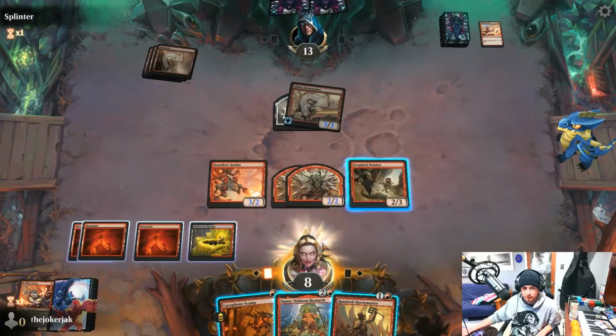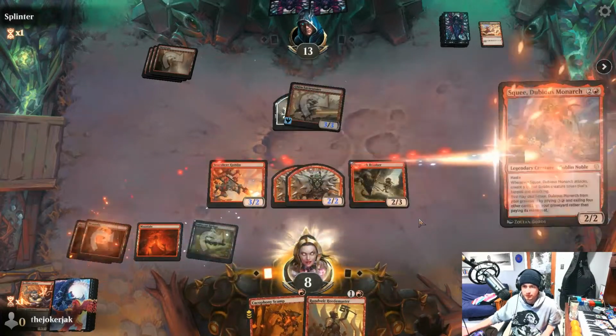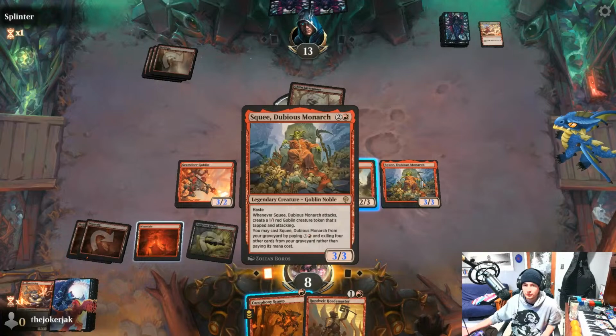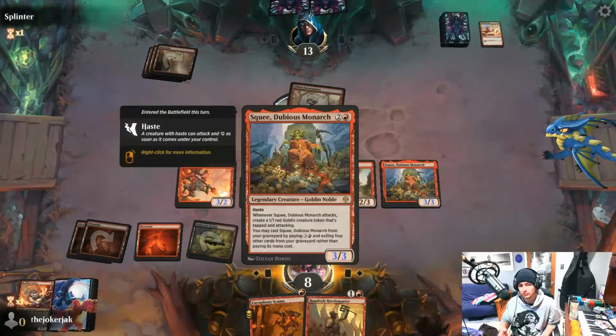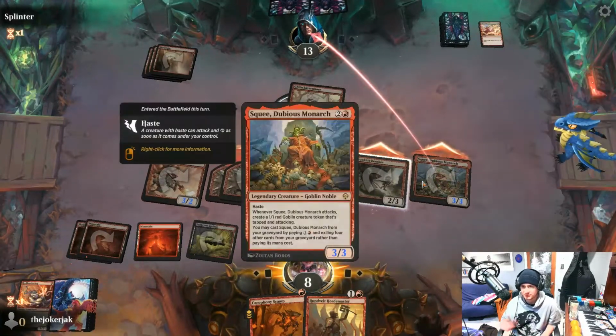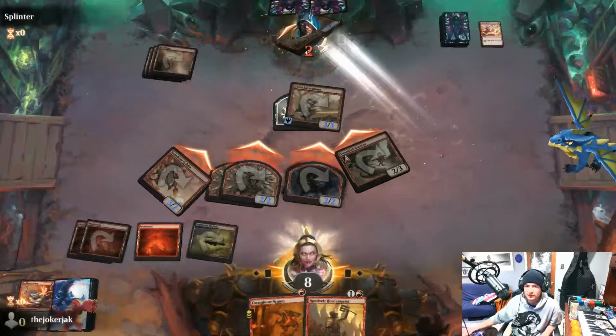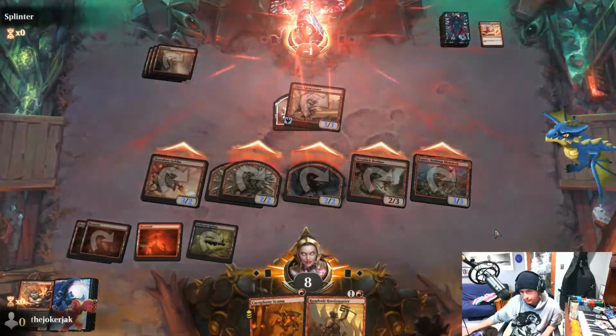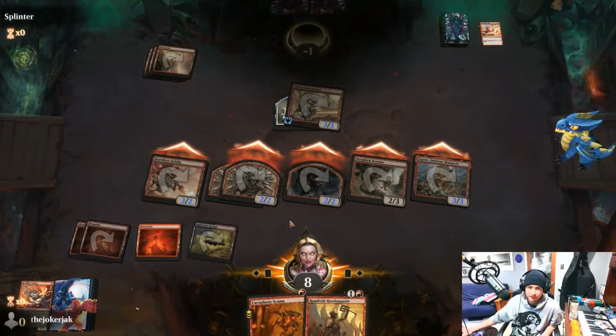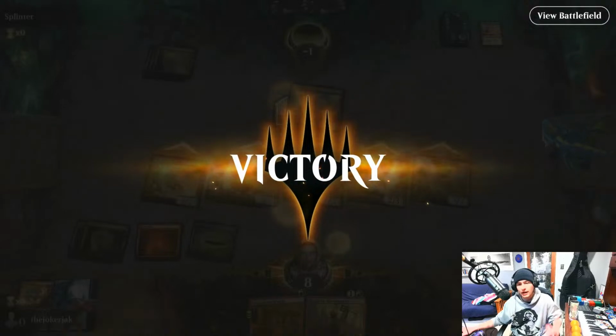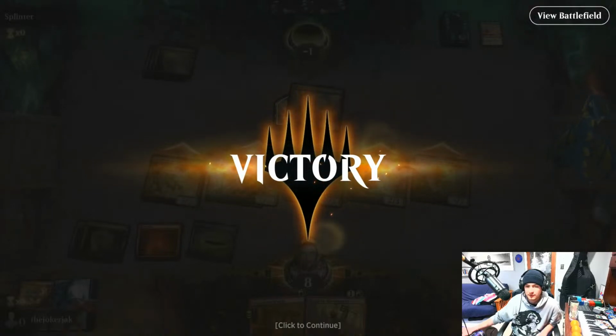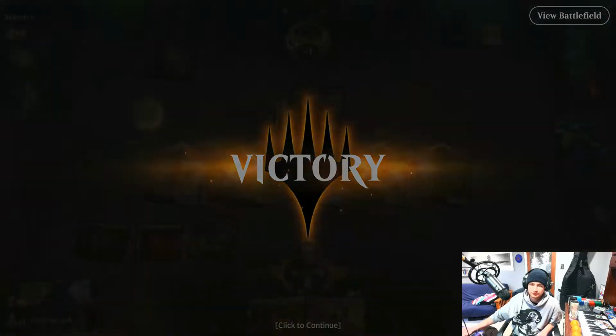They're trying to deal damage to me directly to kill me as fast as possible. But I'm able to kill them faster because Squee is a 3-mana 3/3. When it attacks, I make a 1/1 tapped and attacking. And because I have a Lord, it's a lot of damage. Well played, opponent.